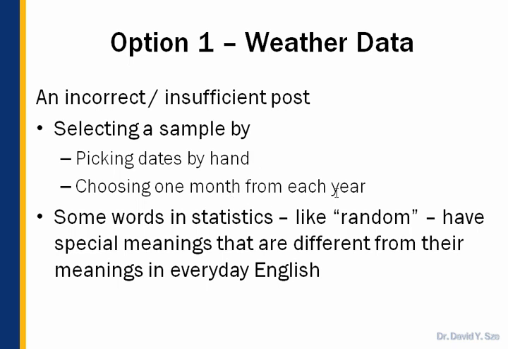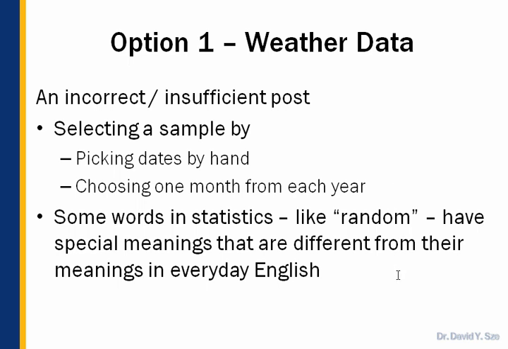Also, you can't go through each year and pick a month. So you can't say, well, let's start with 1939, we'll pick February. Let's go to 1940 and we'll pick May. Let's go to 1941 and we'll pick November. That is also not a way to choose a random sample. That's not a statistically valid way.